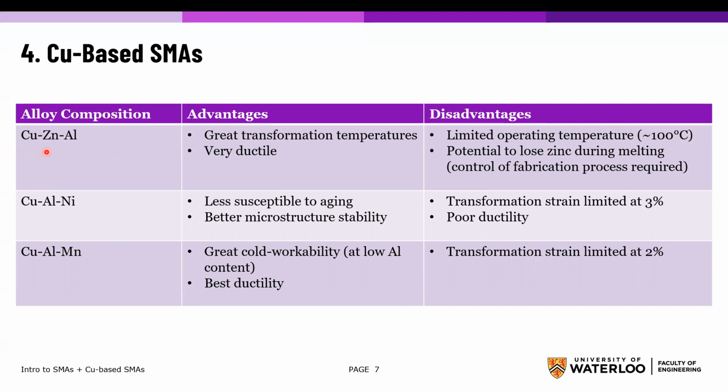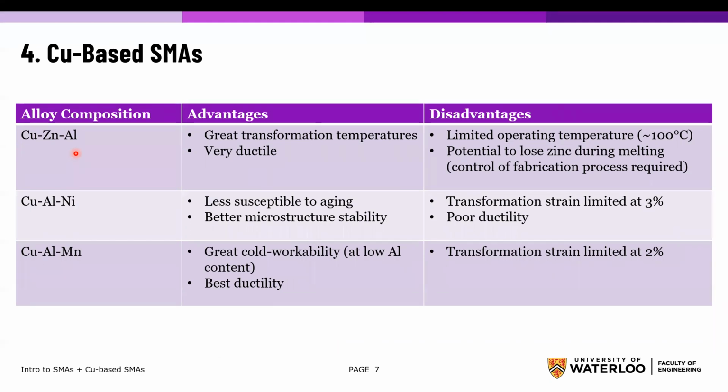So for the CuZnAl alloy composition, their advantages are that they have great transformation temperatures and they are very ductile, but their drawback is that they have limited operating temperatures and the potential to lose zinc during the melting process, which requires a control of the fabrication process, which adds costs.